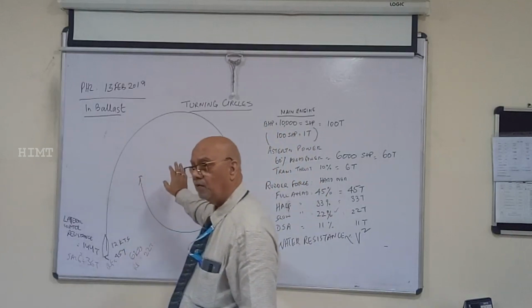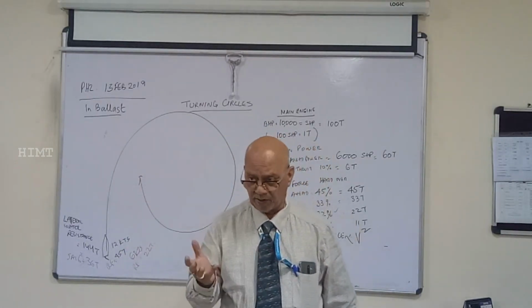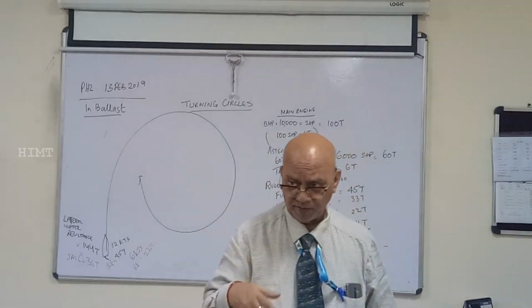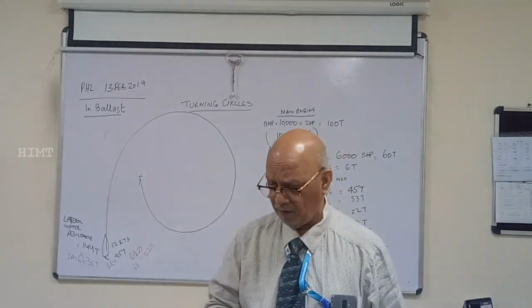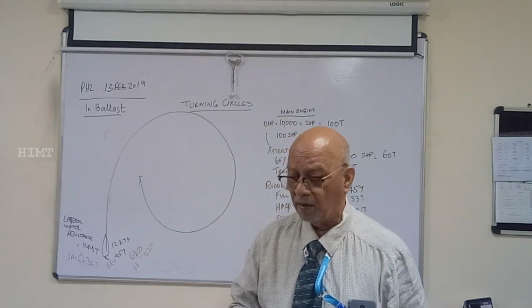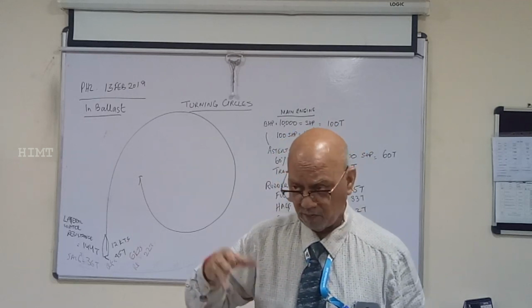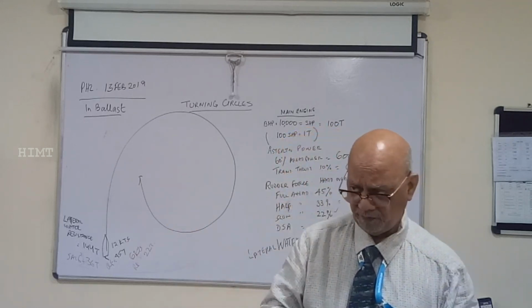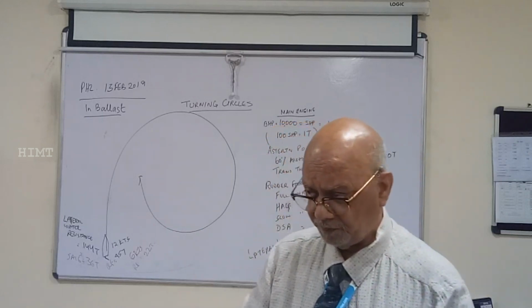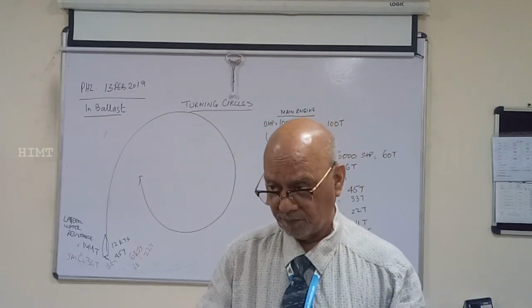Okay. Have you understood this? Why at fully loaded conditions the turning circles are similar at full ahead or slow and dead slow, and why they are different in ballast at full ahead or slow and dead slow or half. Correct? Now there is one more thing which you need to take into consideration.